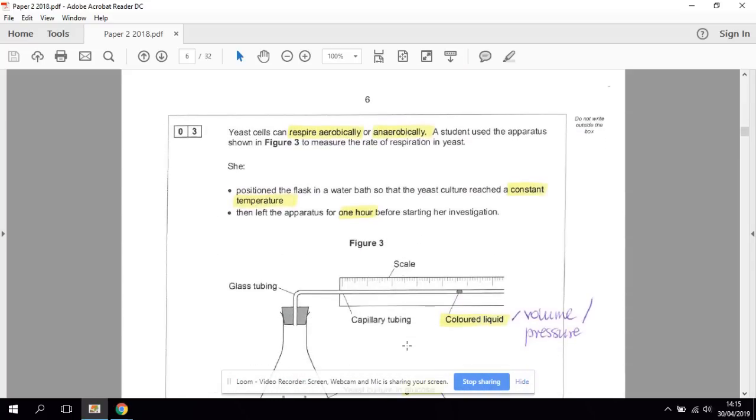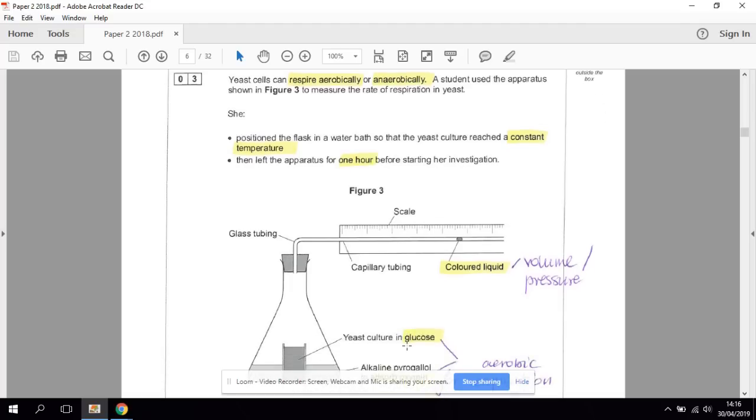Right, so here we've got aerobic and anaerobic respiration in the yeast, and the students use the equipment shown in figure 3 to measure the rate of respiration. So what the student did, she put the flask in the water bath, so the yeast culture reached a constant temperature, and then left the equipment for 1 hour before starting the investigation.